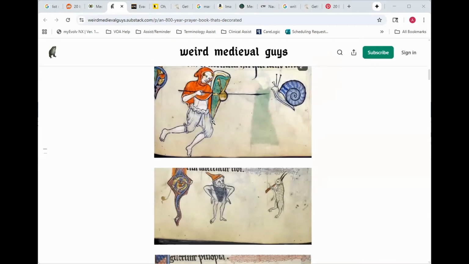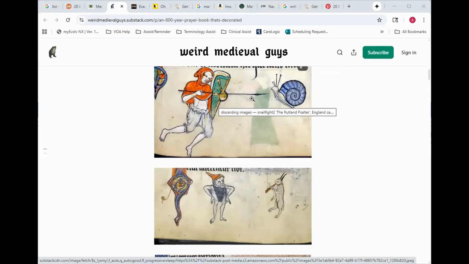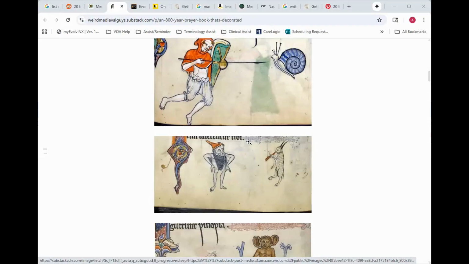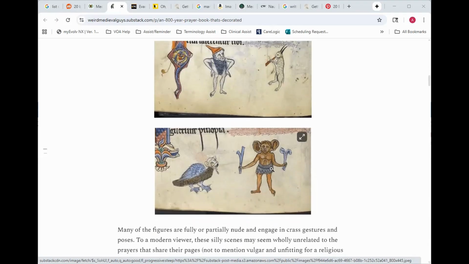Scrolling down, we've got another example. In this case, somebody with a spear fighting a snail, and some grotesques, this little dwarf or short person with a beard, a probably sheep playing music. All of these are things that you're going to see.